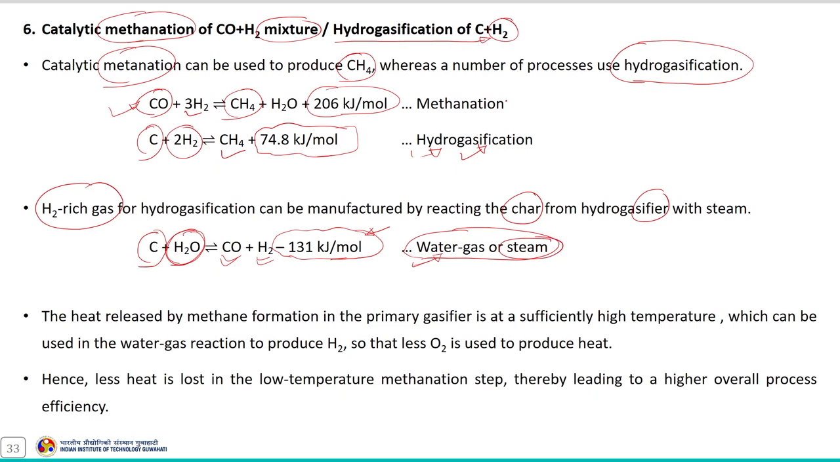And the heat released by methane formation in the primary gasifier is at a sufficiently high temperature, which can be used in the water gas reaction, that is in this particular step here, to produce hydrogen, so that less oxygen is used to produce the heat. Because if the heat is not transferred from this primary gasifier to the water gas reaction, then excess oxygen needs to be used to produce the required heat for the water gas reaction, and hence less heat is lost in the low temperature methanation step, thereby leading to higher overall process efficiency. And this provides the details about the gasification processing steps.